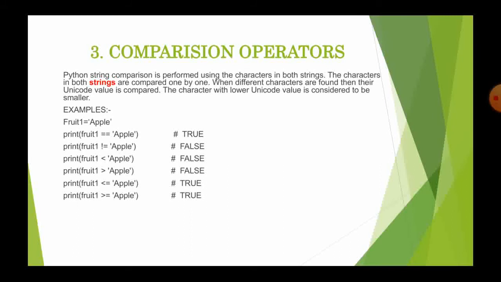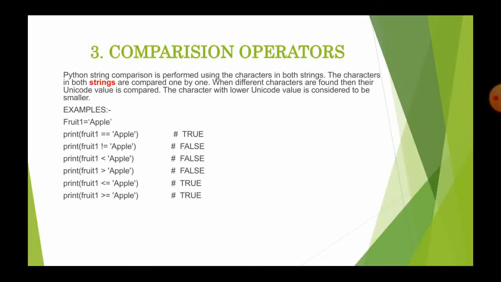For example, in the fruit1 variable, we have assigned the value apple. Print fruit1 equal to apple. Fruit1, what is the value? Apple. So apple is equal to apple. Yes, the condition is true. Print fruit1 not equal to apple. Apple not equal to apple? No, it is false.